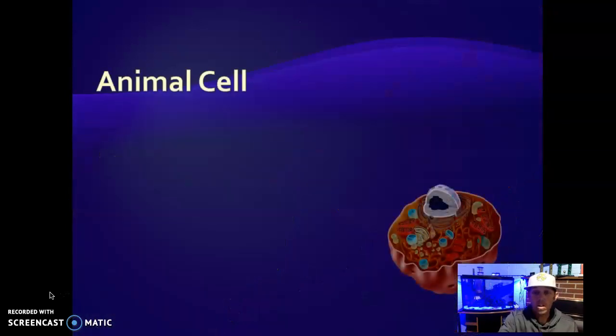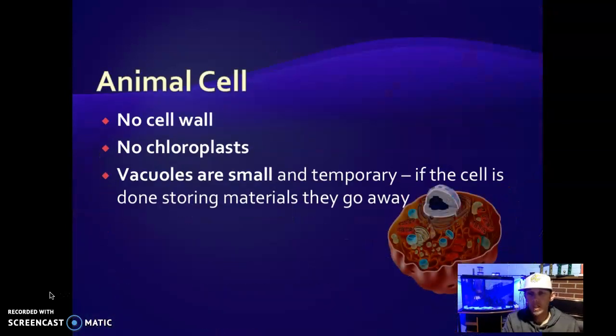Alright, to start, the animal cell, which looks like this down the bottom right-hand corner. Just a few things about it: it does not have a cell wall, it does not have chloroplasts, and it does have vacuoles, but they are small and temporary, and they're used for storing, but if the cell no longer needs them, they'll go away.